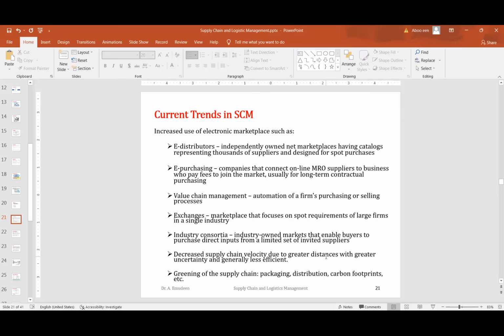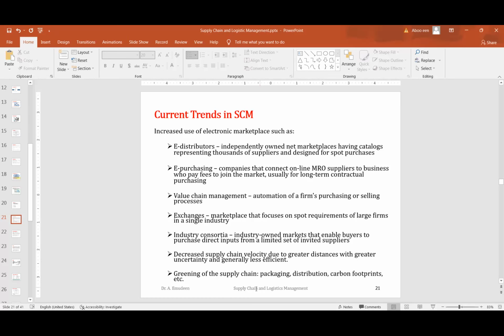The decreased supply chain velocity due to greater distances, with greater uncertainty and generally less efficient. So these days, it is easy to find the suppliers, and no need to wait for a longer time. For example, these days people are ordering and getting the goods from Alipay and some other e-commerce sites. We can place the order and collect the goods from our original place. So there is no delay in receiving the goods.